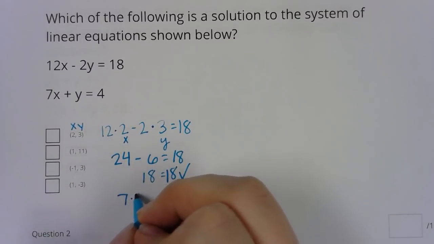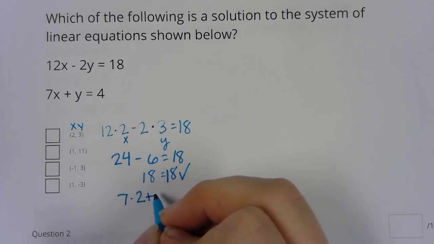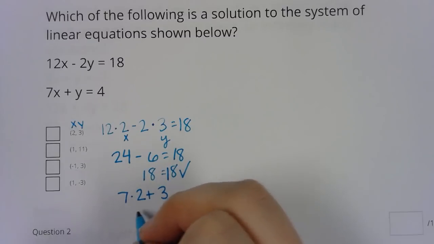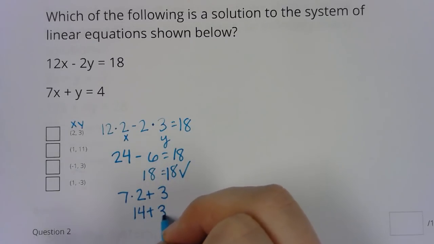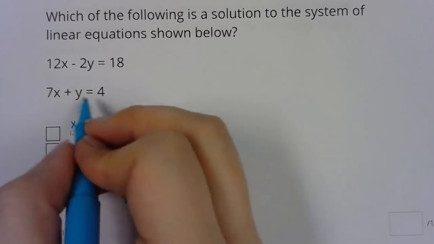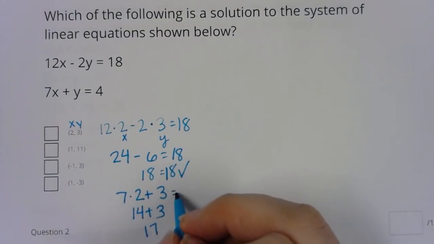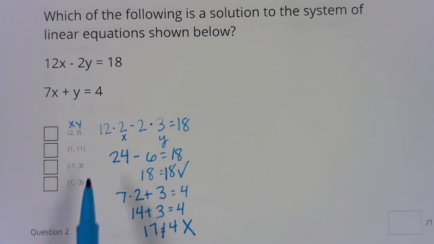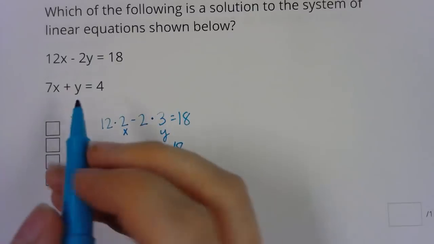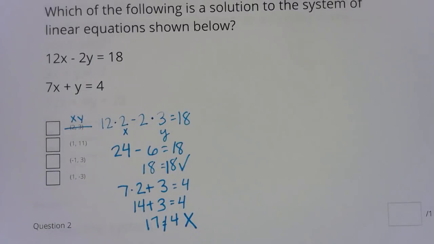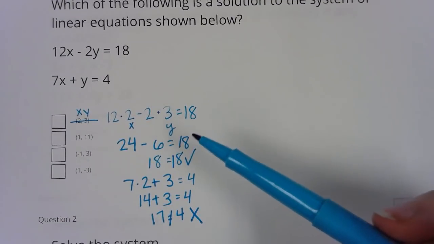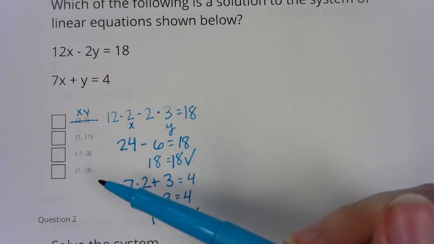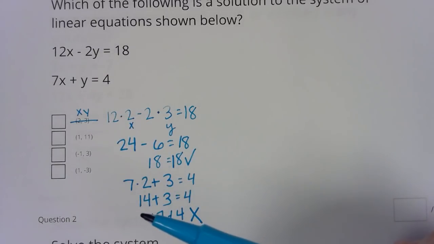So 7 times 2 plus 3. So that's 14 plus 3, which is 17, but this should have equaled 4. So if this was supposed to equal 4, but it equals 17, then that is not a solution to the second equation, so A is not my correct answer choice. You could continue this pattern through the other 3 answer choices to see which one gives you a true statement.